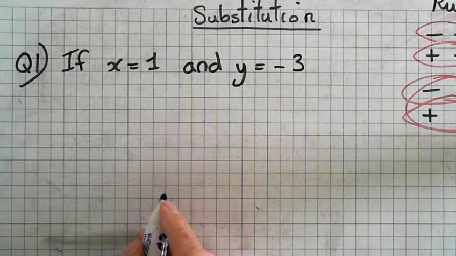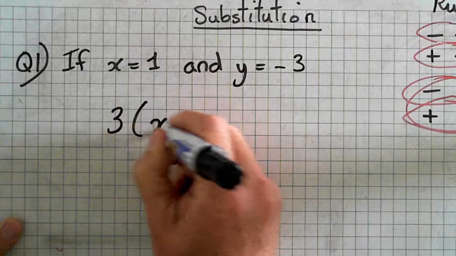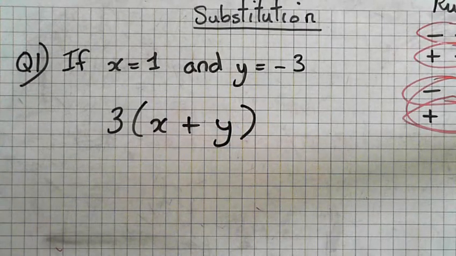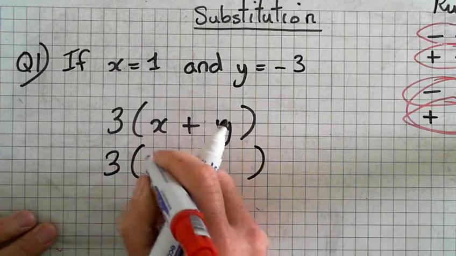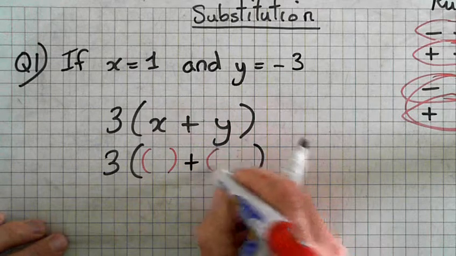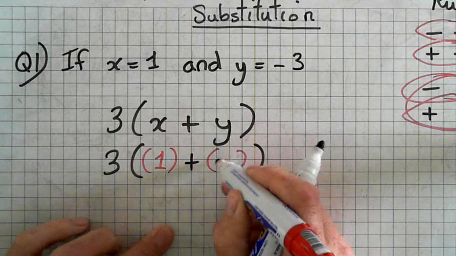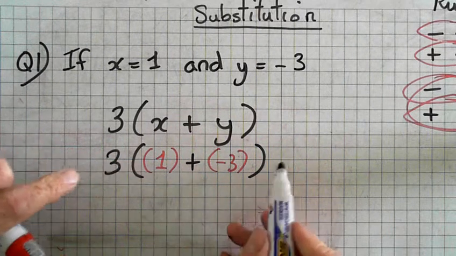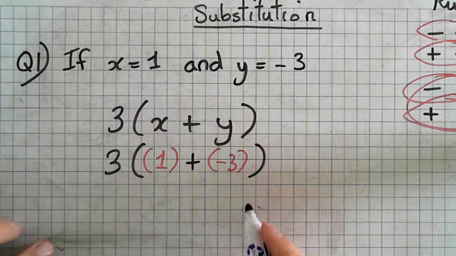Alright, take a harder one obviously. 3 bracket x plus y. So looking up, you go 3, and this is where the 2 colours of pens come in handy. So we replace x with 1 and y with minus 3. First of all, and you can key all of that into your calculator and get an answer. So don't hold on, just look up.